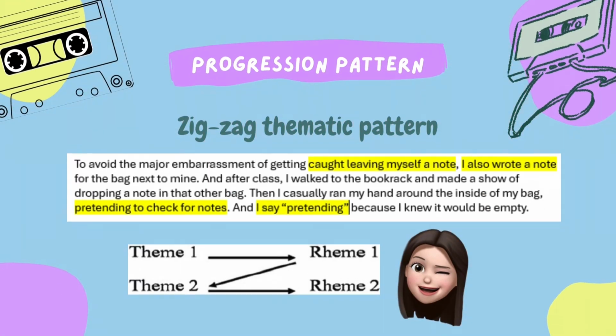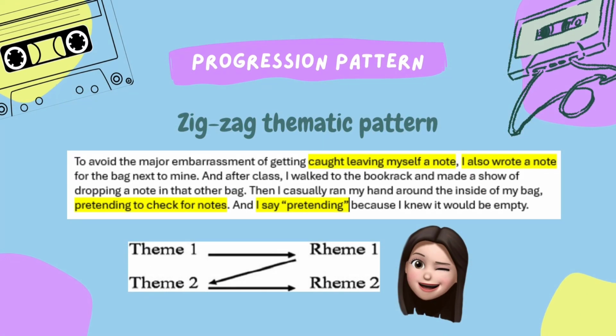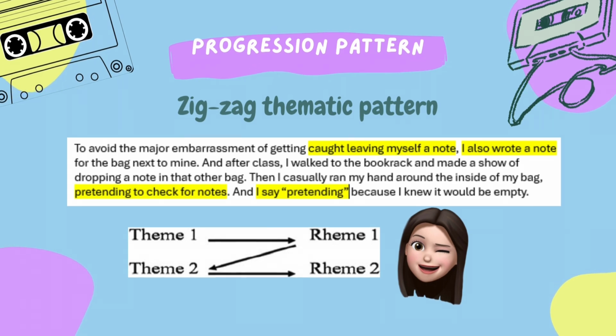For progression patterns, the one that predominates the most during the events of the novel is the zigzag thematic pattern, which consists of the element introduced as a rheme in the first sentence that then becomes the theme of the next sentence. In the example, the rheme referring to a note then becomes the theme of the next sentence. The same happens with the word pretending in the second example.